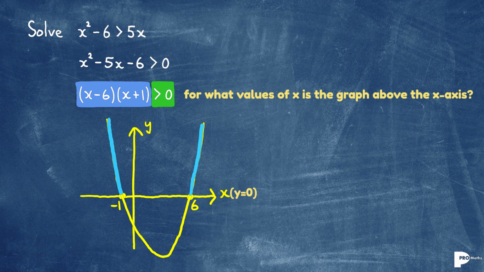Now you can see the solutions on the graph. The inequality holds for all values of x less than -1 and for all values of x greater than 6. And that's the solution.